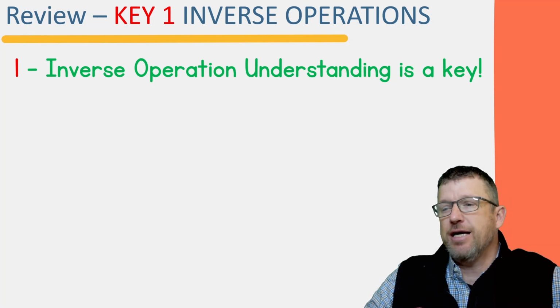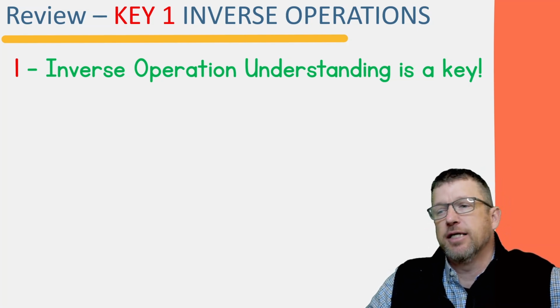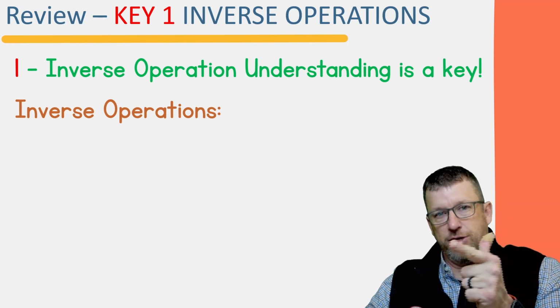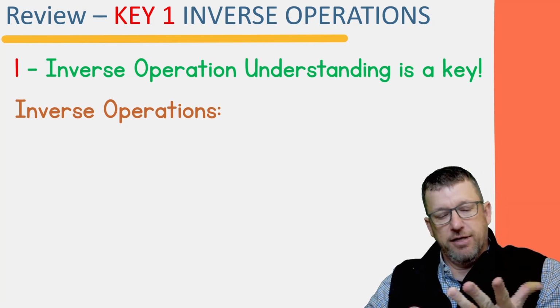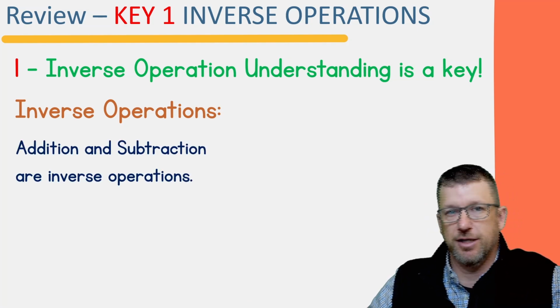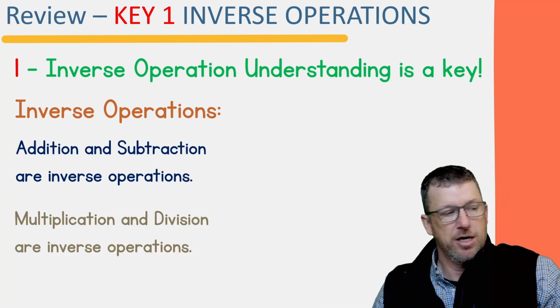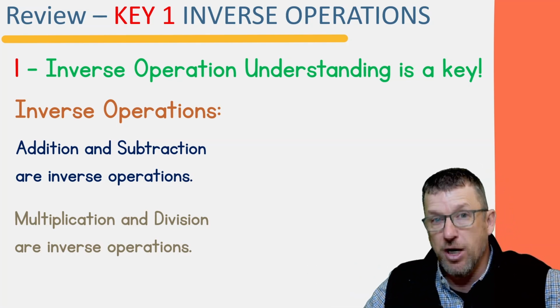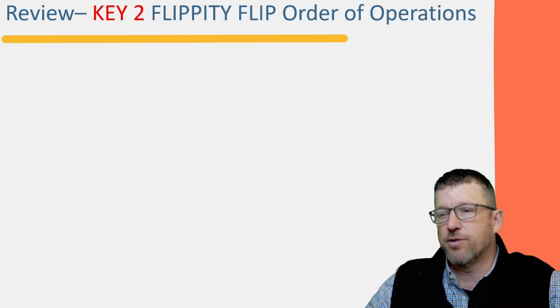Okay, so first key of solving multi-step equations is understanding inverse operations. Inverse operations simply means we have addition, subtraction, multiplication, and division, and the inverse of them means which one is opposite of each other. Addition and subtraction are opposite of each other. Multiplication and division are opposite of each other. So they are inverse operations. You'll need to know that when you're manipulating an equation.